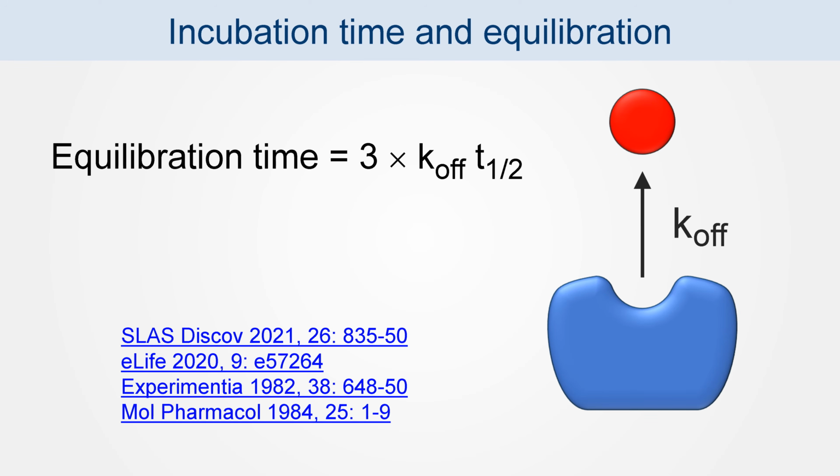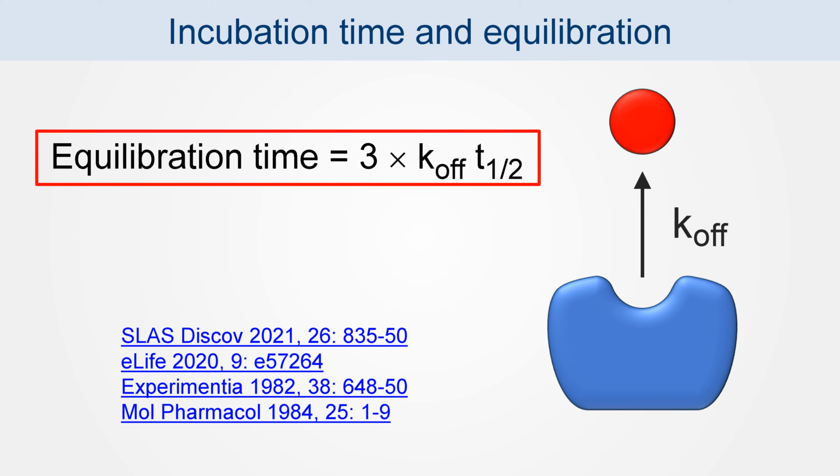We want to know how long it takes equilibrium to be reached. This can be calculated from the kinetics. It turns out the equilibration time is dictated by the dissociation rate constant K-off. That's not a typo, it is the dissociation rate. This is explained in these articles here, and I'm just going to ask you to trust me on this. It turns out that equilibrium is closely approached within 3 times the dissociation half-time. This is a really useful equation because it tells us how long we need to incubate our assays for if we know the K-off value.